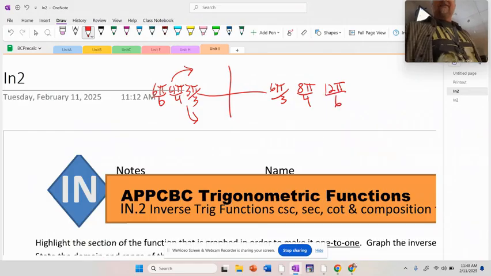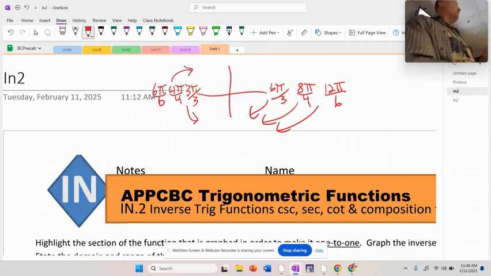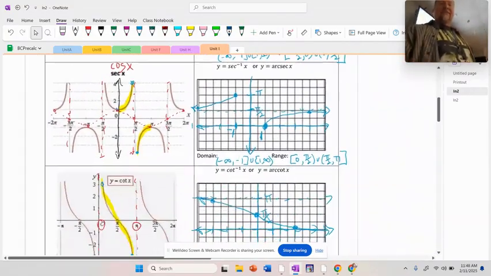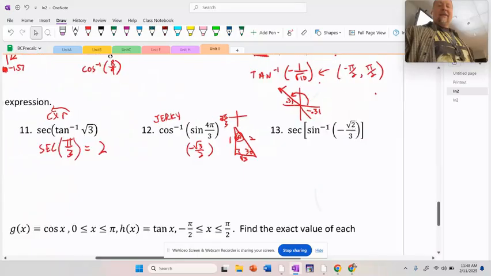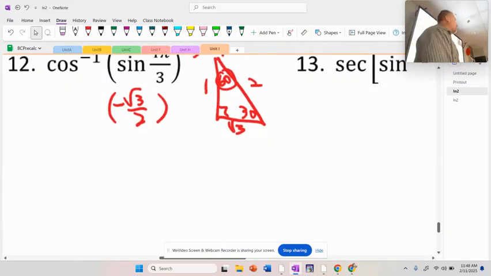12 pi over 6. Jump backwards: 11 pi over 6, 7 pi over 4, 5 pi over 3. Then I told them to draw this. Draw your triangles and put the side measures. Something has to be memorized, not nothing.